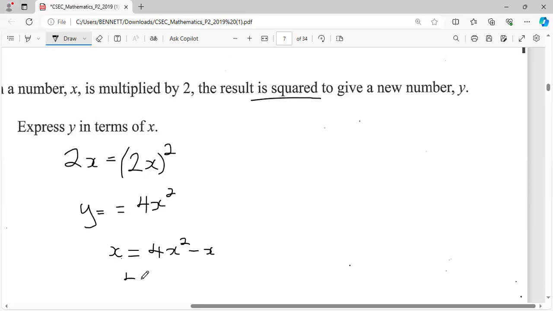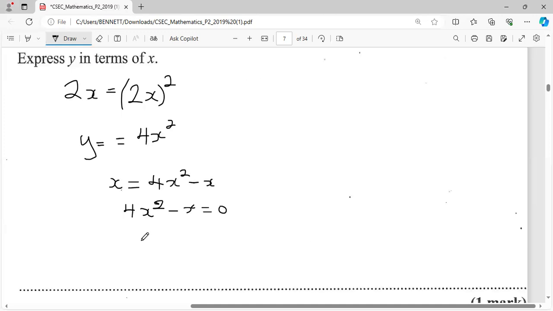So we have 4x squared minus x, that is equal to 0. I'm thinking I should factor out the x from here. So factor out x, then divide. So this now will give me x into 4x minus 1. And then I equate both of them to 0.